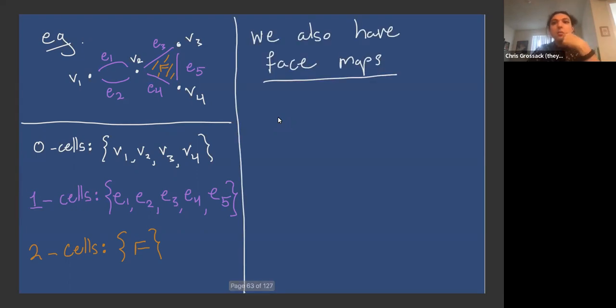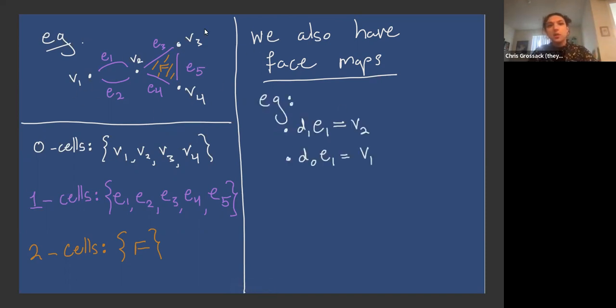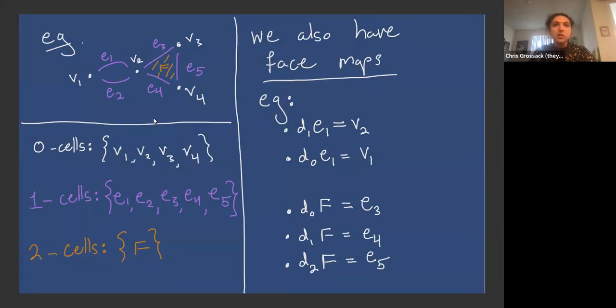And we also have these face maps, which tell me basically what the boundaries of my edges are, or what the boundaries of my 2 cells are. And you should think about this in an oriented way, but I didn't feel like messing around with an orientation. I would probably get it wrong. So I'm going to just orient things in increasing order of the vertices. So E1 is connected to V2 and V1, right? So the face maps are telling me what's glued together. Or if I look at the 3 face maps of F, it's telling me that the boundary of F is E3, E4, and E5.